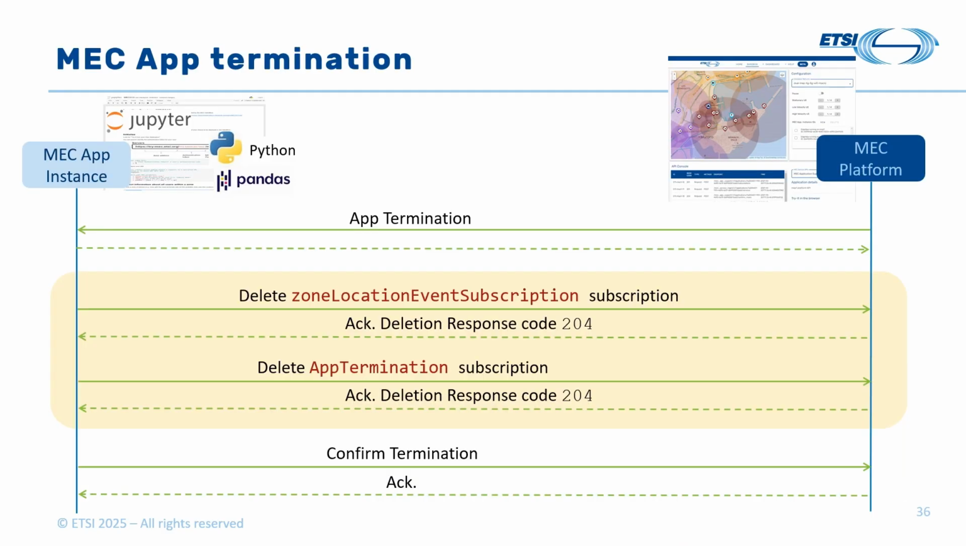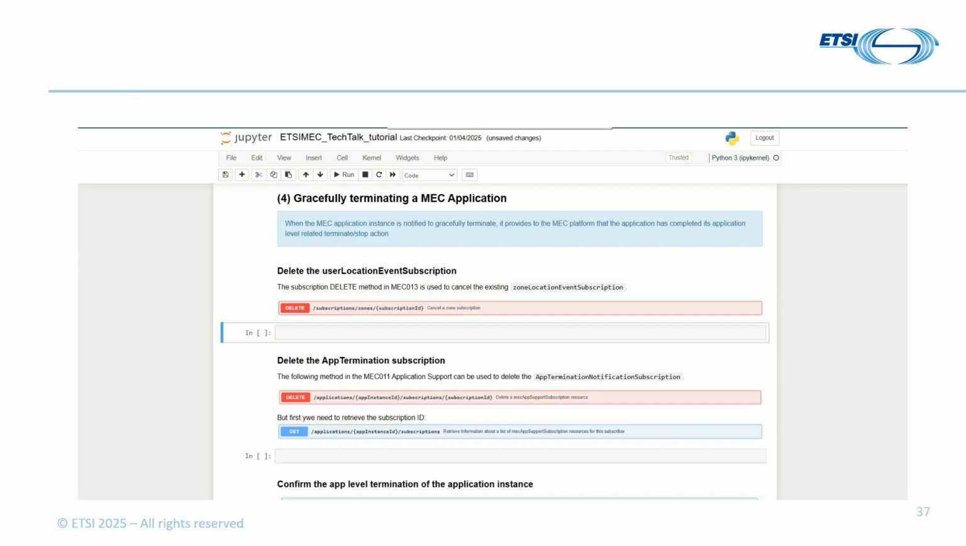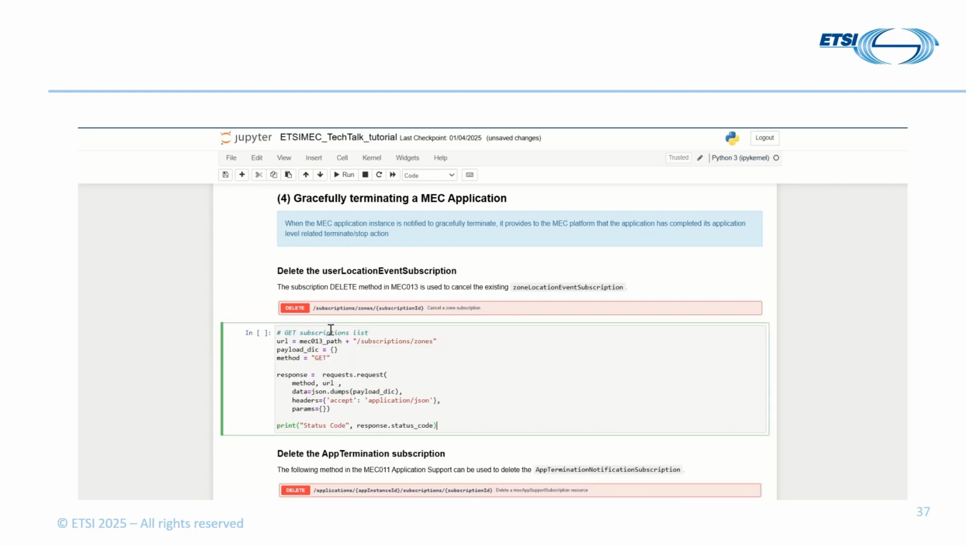Now, if a MEC decides to terminate the app, it sends a termination message using a callback. The app needs then to gracefully terminate itself and delete all the subscriptions. In our case, the zone location event subscription and the termination subscriptions. To gracefully terminate the MEC application, we will first delete all the subscriptions. First of all, we will delete the location event subscription. We will first check which subscriptions are active.